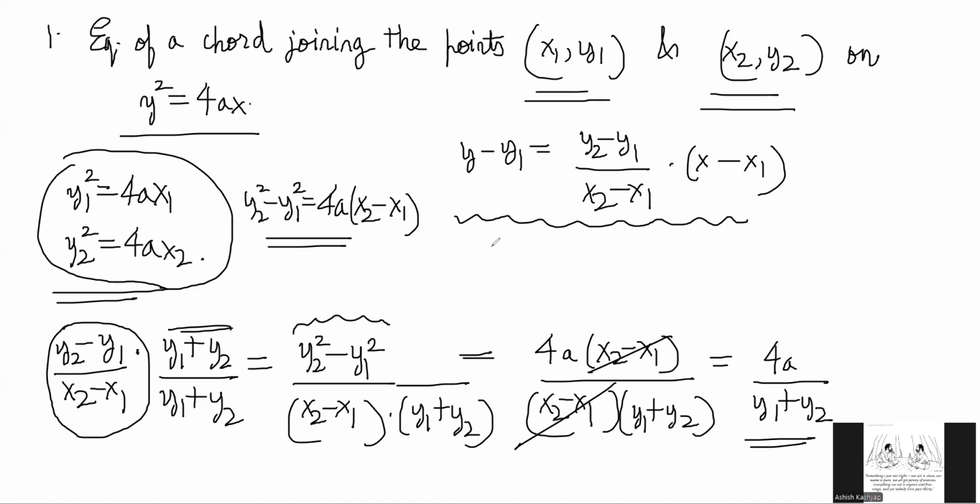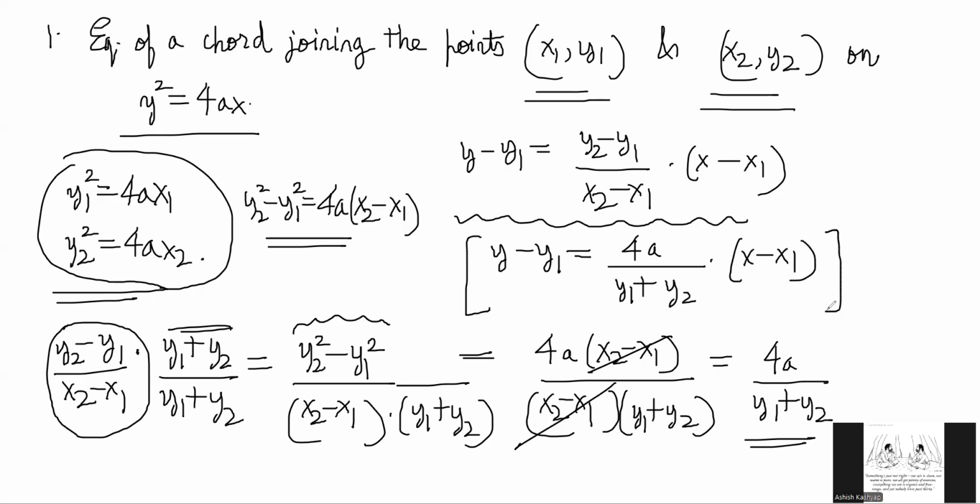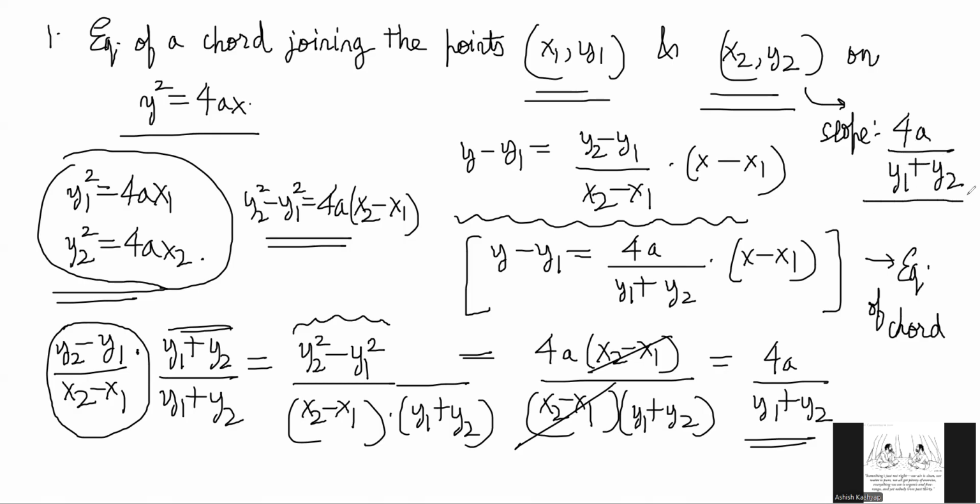So what I'm getting now is y minus y1 is equal to 4a by (y1 plus y2) multiplied by (x minus x1). This becomes the equation of the chord joining two points. And notice that the slope of the chord is simply 4a by (y1 plus y2), right?